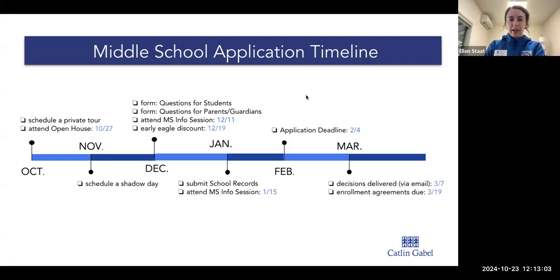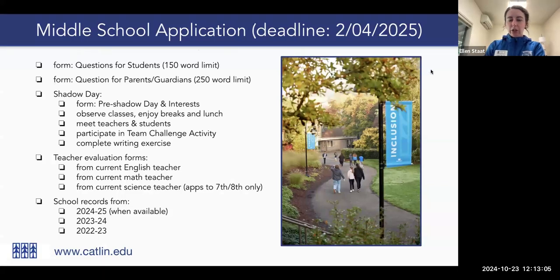Okay. Next up, I wanted to just go over real quick what our application looks like. So a few of these things were mentioned in the last slide, but we have those two forms, the questions for students and questions for parents and guardians, and then the shadow day, which is a required part of the application. If you are an overseas family or if there's extenuating circumstances for why your student is not able to come and do a shadow day on campus, please email us and we're able to accommodate and come up with some alternative plans for you. But for the most part, we hope that every applicant will be able to come and do a shadow day on campus.